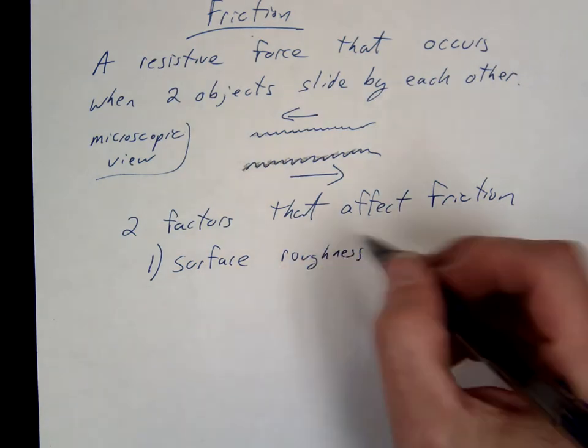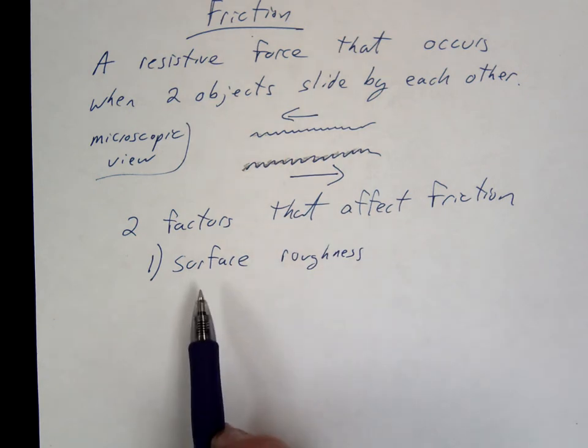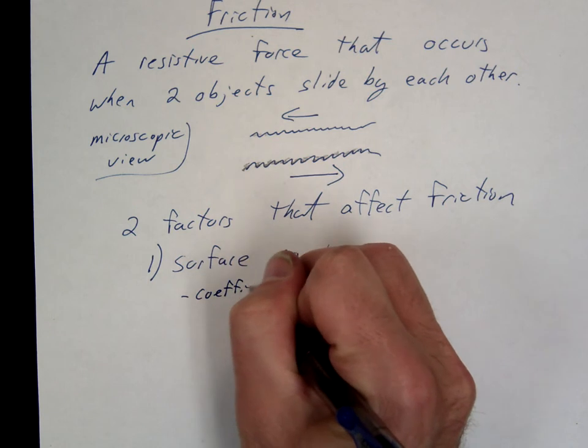So let's keep going with this, and then we'll talk about number 2. So we call this the coefficient of friction.